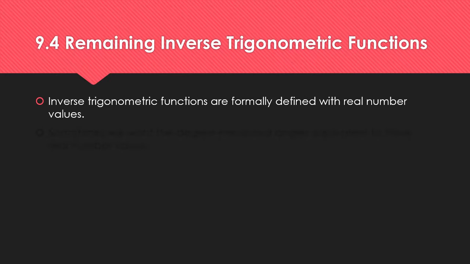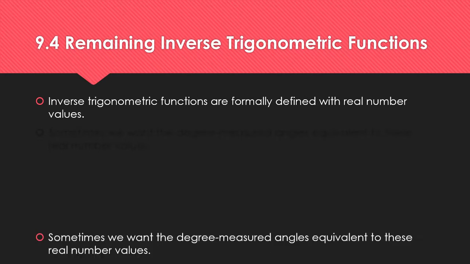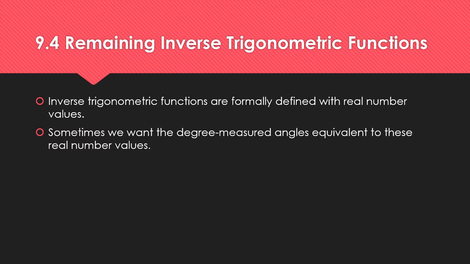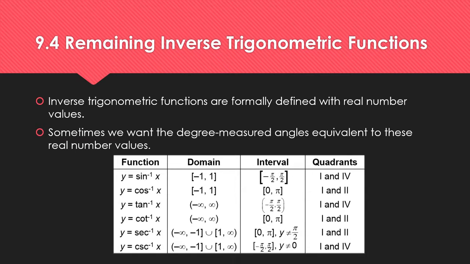Functions are formally defined with real number values. Sometimes we want the degree measured angles equivalent to them. And this just shows you the intervals in the domain and everything that's involved there, and which quadrants we're talking about.